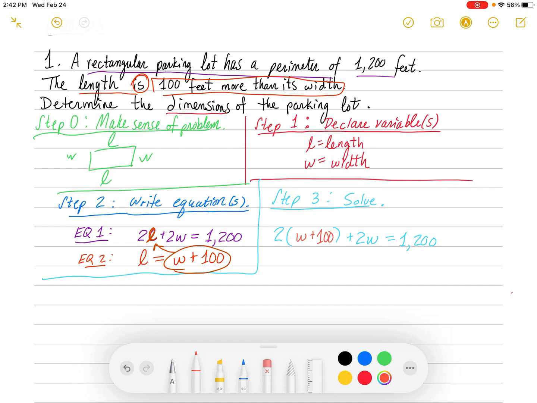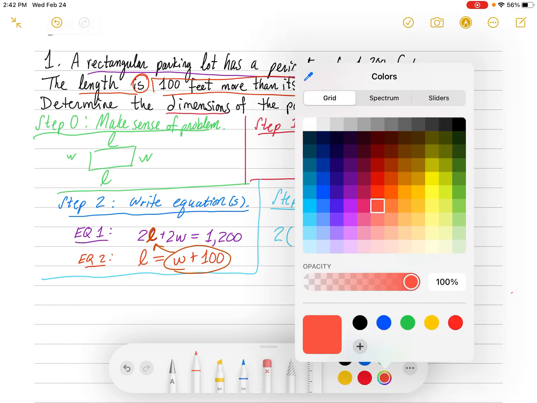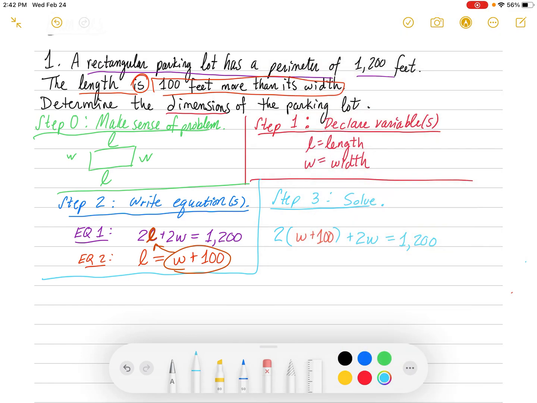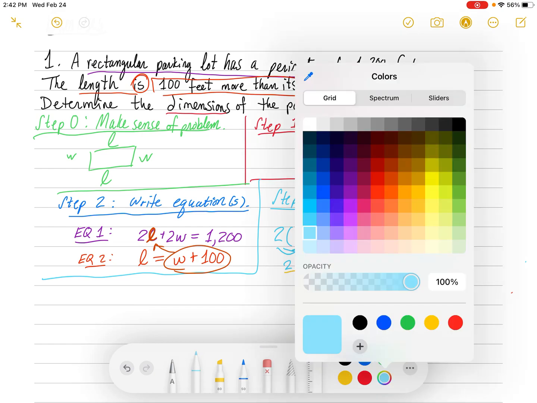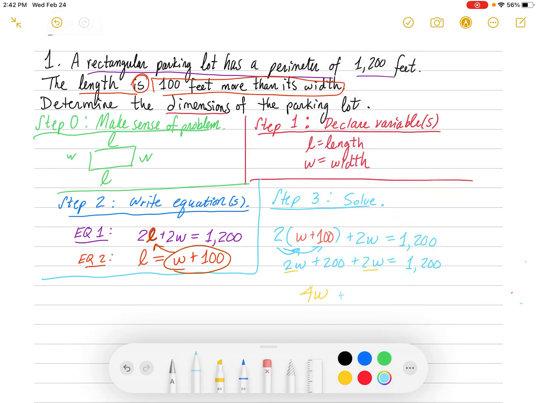And notice now that we only have a single variable in this equation, which is nice. If we want to clean this up, we want to distribute the 2. We're going to do 2 times W is 2W, plus 2 times 100 is 200, plus 2W equals 1,200. So altogether, we're going to have here 2W and 2W, that's 4W. 4W plus 200 equals 1,200.